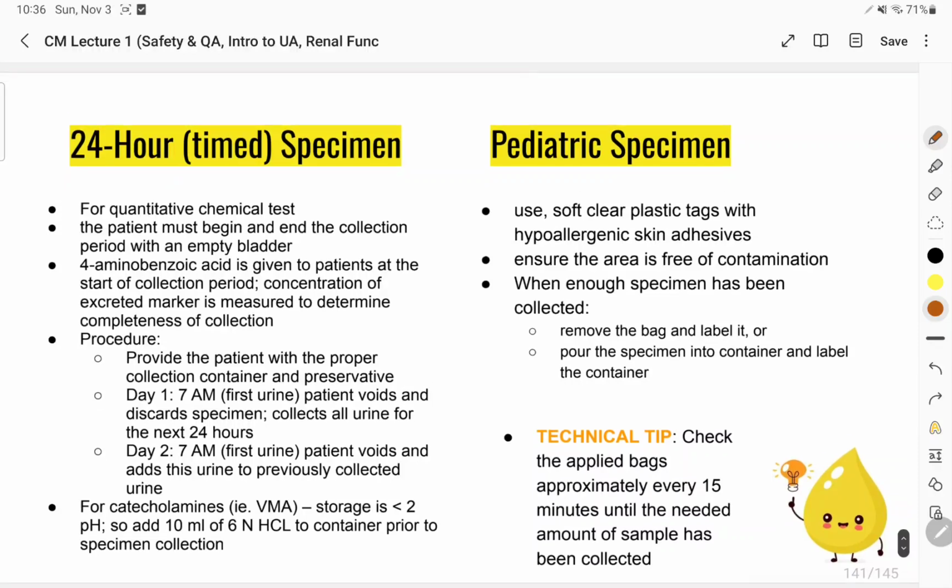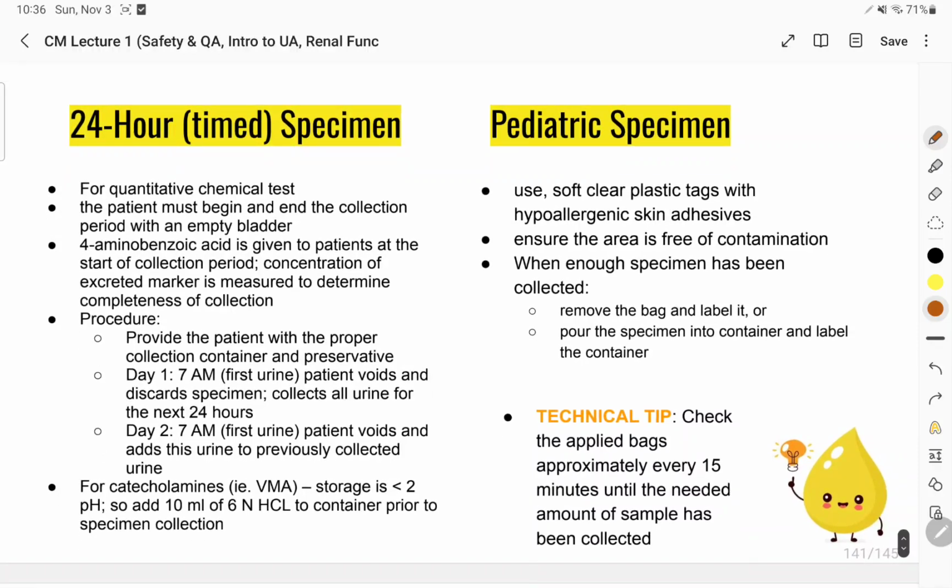Next, 24-hour timed specimen. So this is usually used for clearance test, creatinine clearance test. So this is for quantitative chemical test, and the patient must begin and end the collection period with an empty bladder. Pero kung gi-explain, alas 7 sa buntag sugod karon, alas 7 sa buntag the next day. And dapat empty bladder jud ang start. So 7 a.m. kung naa siyay ihi ana, iyan ang i-void. And after voiding it, ang sunod niya nga ihi isulod na sa sudlanan.